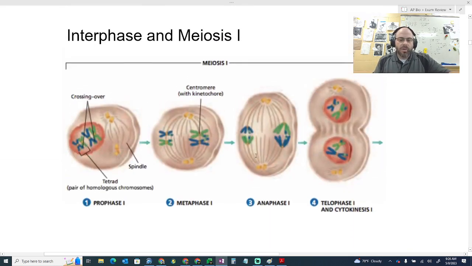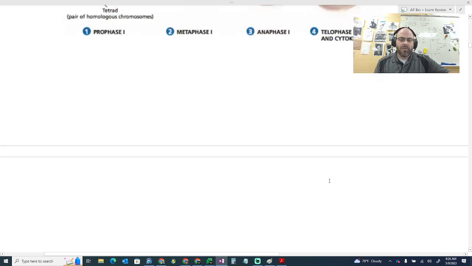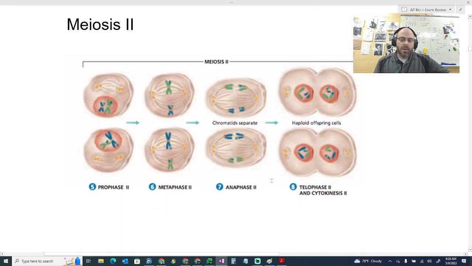For meiosis 1, you have prophase, metaphase, anaphase, telophase. The important phases for meiosis 1 are prophase 1 and anaphase 1. I think we'll get to that in a minute. If not, I'll come back to this slide. I don't quite remember what my slides look like. And that's the first division. At the end of telophase 1, you have cytokinesis, and then you start with meiosis 2.